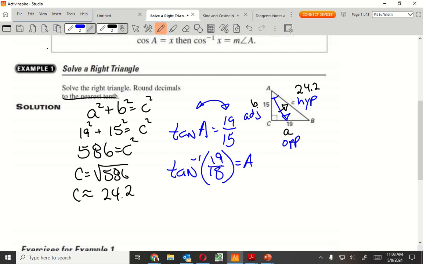is equal to A. We did this too, and I forget it. Yeah, you forgot it. Good job. So inverse tangent, 19 over 15 is equal to A. That's 15, right? Take it down. So it's 15.